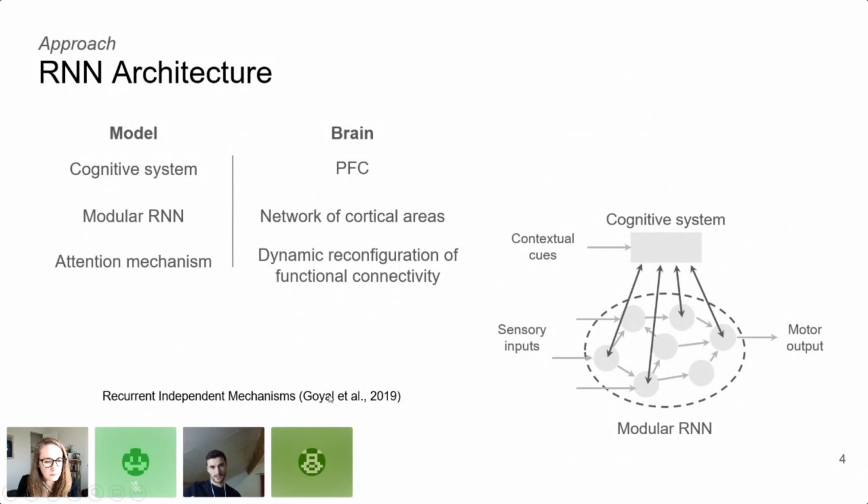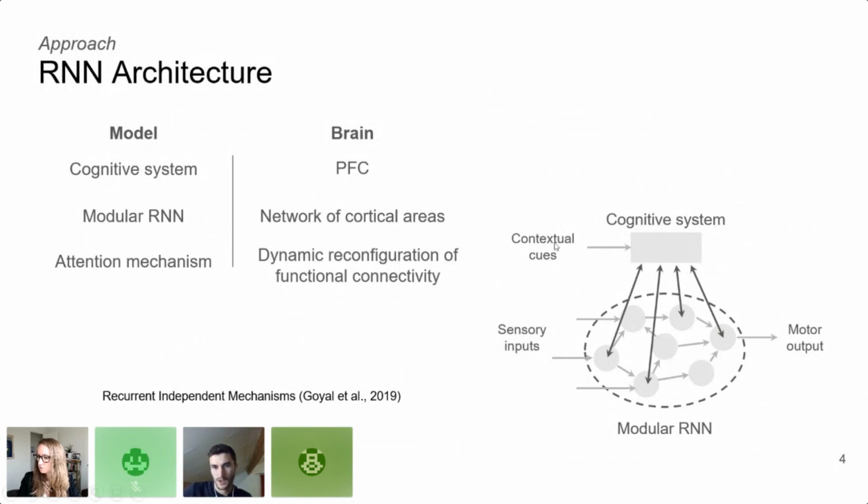From 2019. The motivation behind this is to model the dynamic reconfigurability of the functional connectivity that we observe in the brain. Thanks to the attention mechanism, the connectivity patterns between the modules can dynamically reconfigure themselves. And we will see later that in some models, the cognitive system influences this dynamic routing between the modules so that it depends on the context.